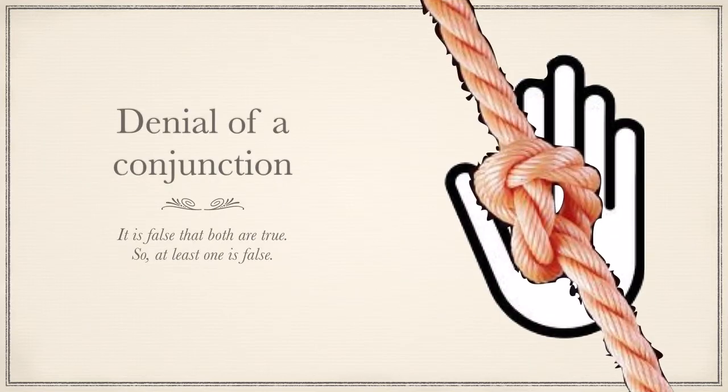Next, we deal with the denial of a conjunction. Recall that a conjunction simply provides the truth values of its component propositions. With simple assertions, a conjunction states that both propositions are true. With the denial of a conjunction, at least one is false. That is, the denial of a conjunction with two assertions is the claim that they are contrary.